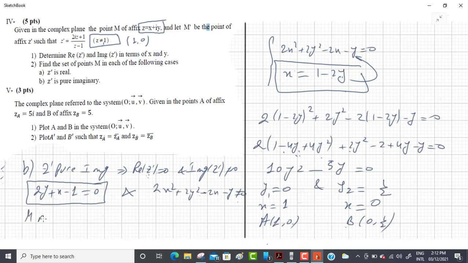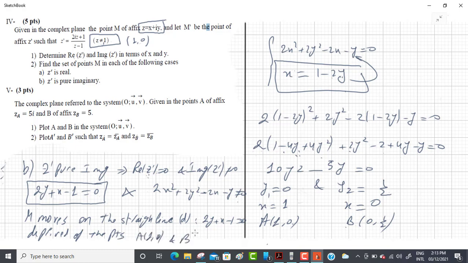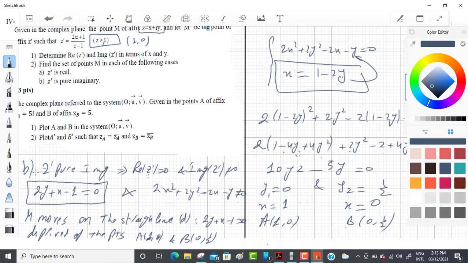So in this case M moves on the straight line D of equation 2y plus x minus 1 equal to 0, deprived of the points A(1, 0) and B(0, 1/2). But you have to say that z not equal to 1. So of course deprived of the point (1, 0), and it's being written here, so you don't have to write it again. This was the exercise number 4.